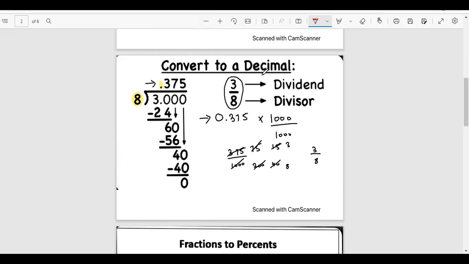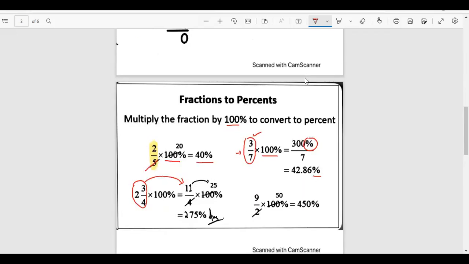Okay, all right. And once we are done with this, we discussed fractions to percents, and this was basically done by multiplying 100% to this fraction. Let's say the first one was 2 by 5. I multiplied it by 100% and I've just cancelled out everything. It gave me 40%. So this is how I convert a fraction to percentage, and it would be 40%.